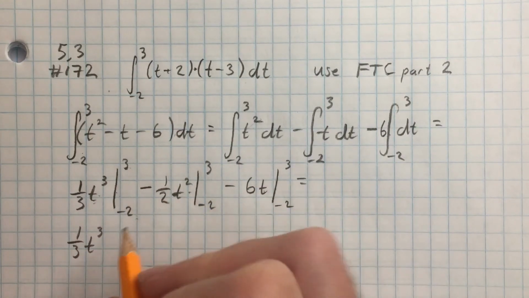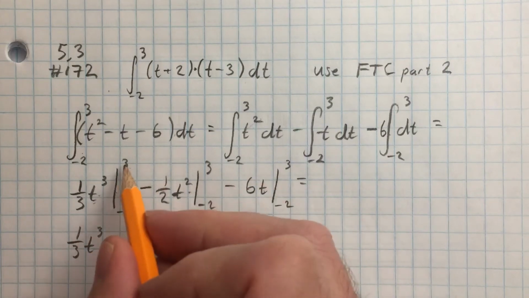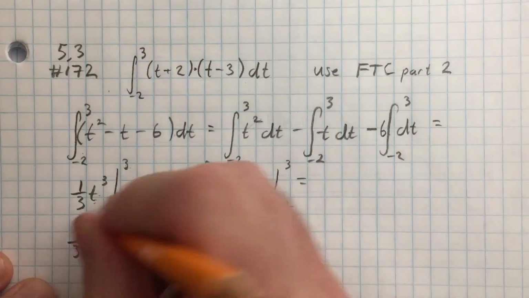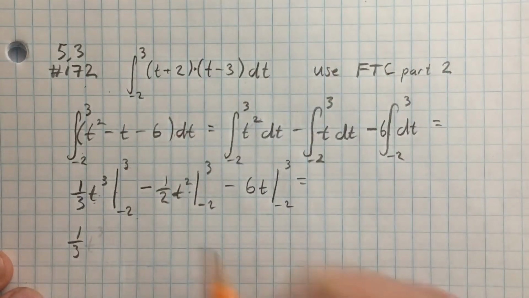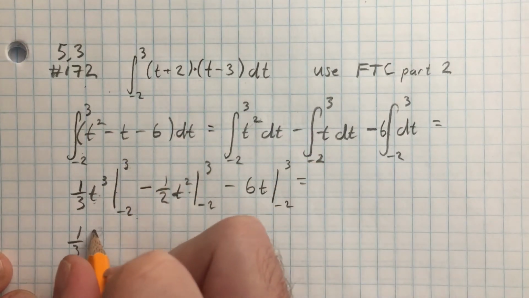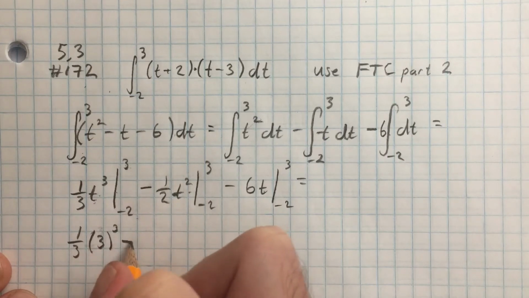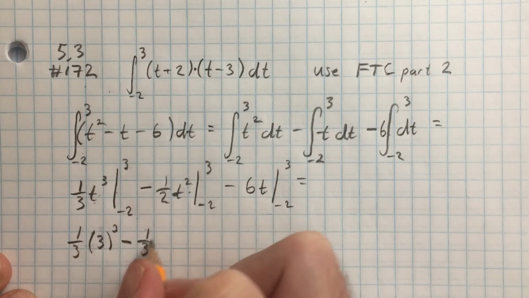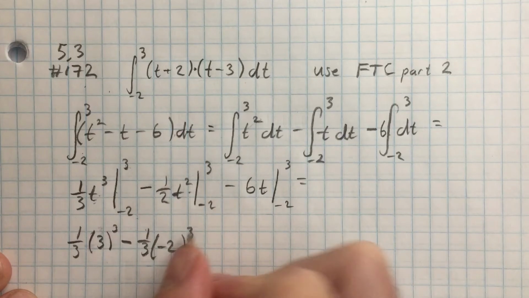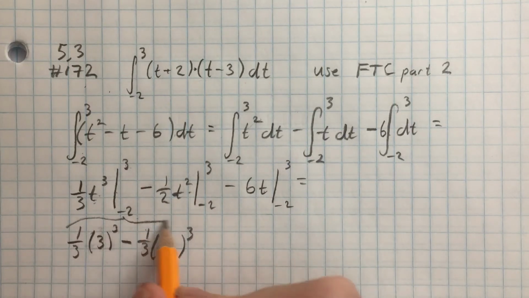Well, this is a fine way to do it. It doesn't matter. You can go ahead and put 3. Actually, I will do it that way, just to be consistent with what we have here. So we'll have 1/3 3 cubed minus 1/3 -2 cubed, right? That's this first one here.